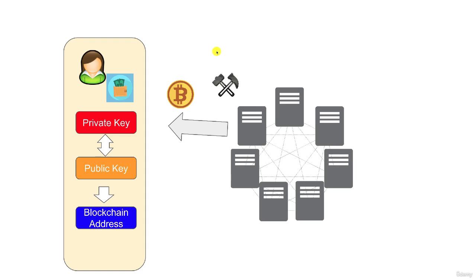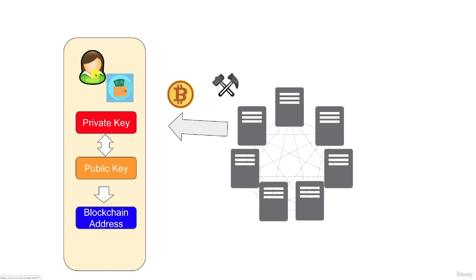Let's talk about mining. This person's wallet looks like this. We'll focus on this private key and public key in a bit. This person has a blockchain address. And this person owns, out of all these blockchain networks, this one server and is using this to mine.